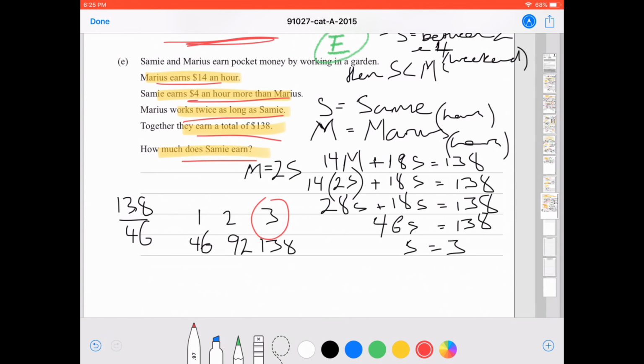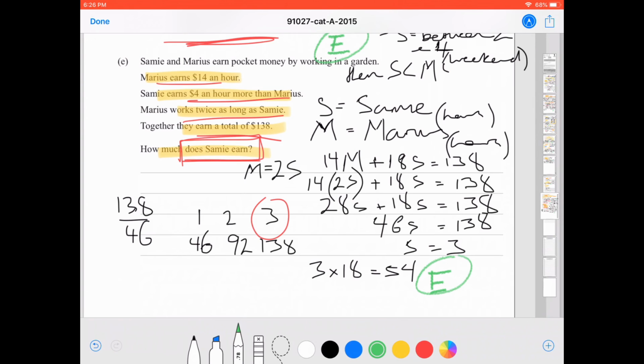We're looking for how much does Sammy earn. If Sammy works 3 hours, how much does he earn? He earns $18 an hour. So 3 times 18 equals $54 here. Okay, and so here, problem solved. Sammy works for 3 hours and earns $54, gets you the excellence grade.